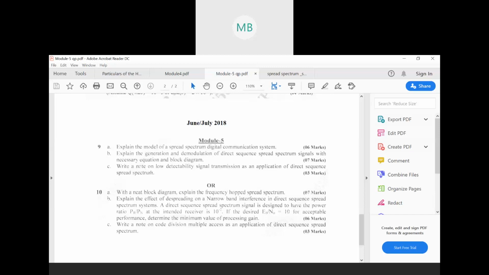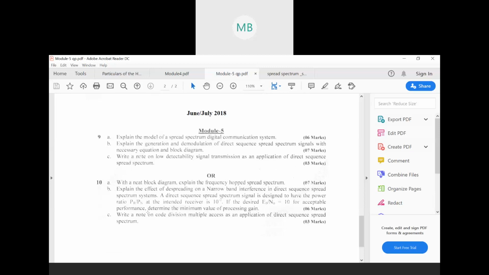Next, write a note on low detectability signal transmission as an application of direct sequence spread spectrum. Okay, this we have discussed under applications of spread spectrum signal. So here write the equation for average noise power Pn. So Pn equal to W into N naught, and give the condition in case of low detectability signal transmission: power level PR by Pn very small compared to 1, and then explain what is LPI signal. Okay, it was asked for 3 marks.